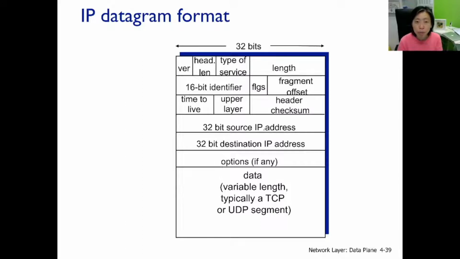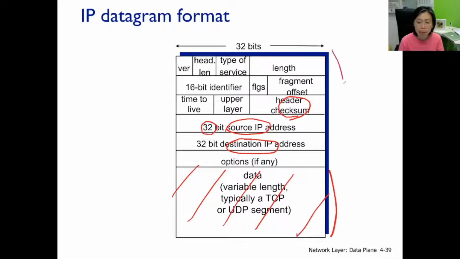Now the 2 most important fields, the source IP address and the destination IP address, each 32 bits long. Second, the header checksum. The reason this is important is that we had the TCP or UDP checksum that would ensure the integrity of this part of the packet. What about the header part of the packet? We needed a checksum here to ensure the header is also free of bit errors.